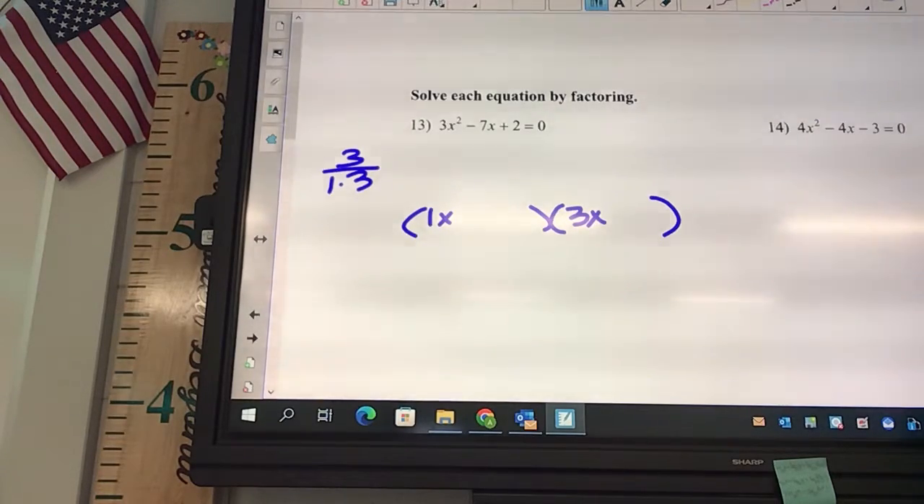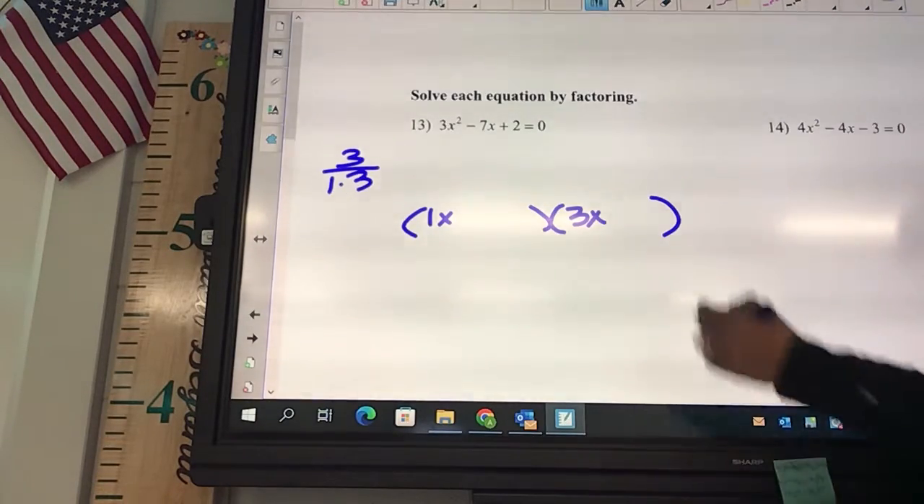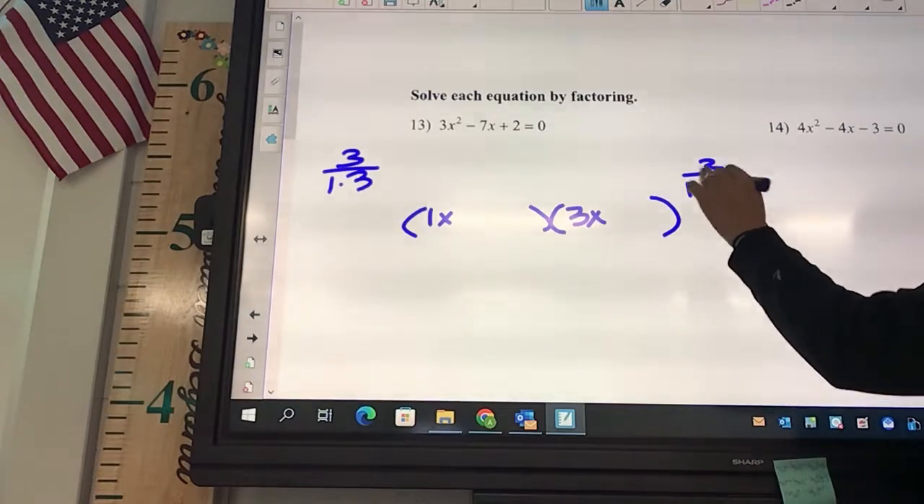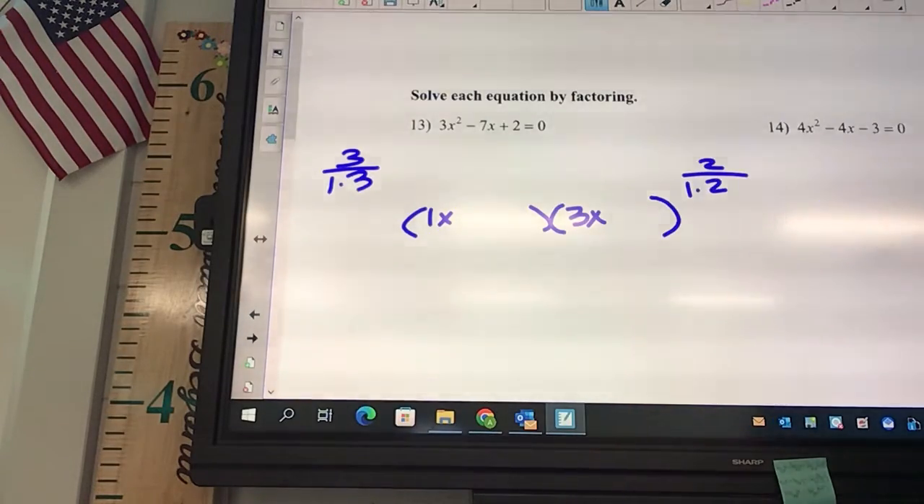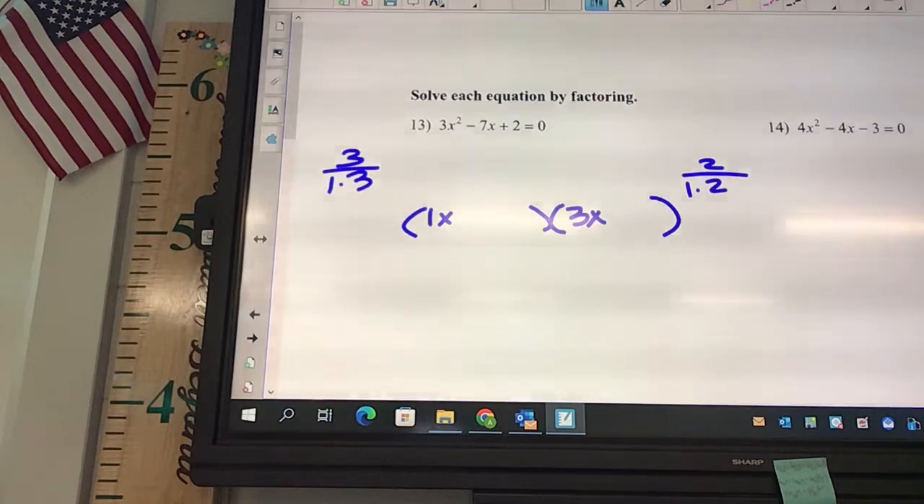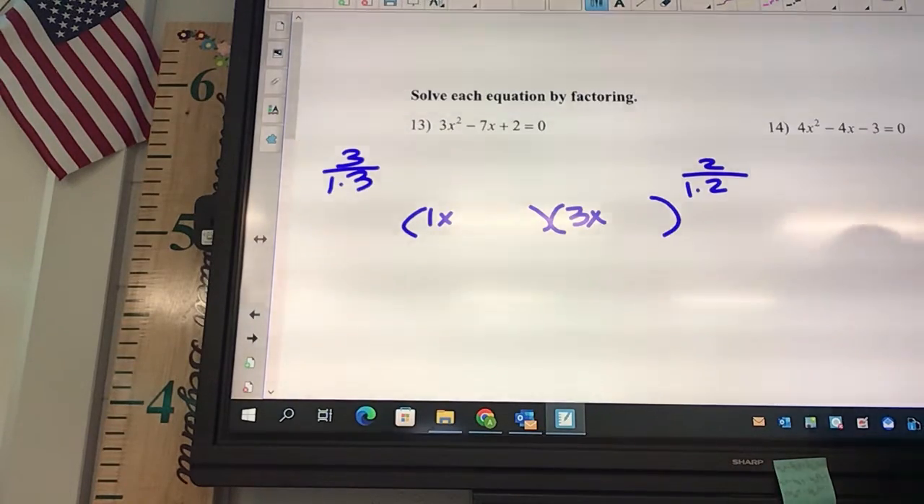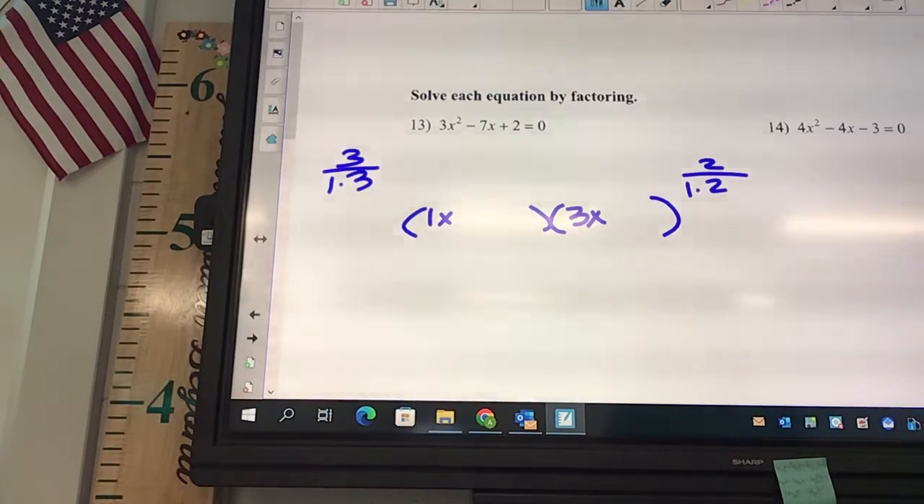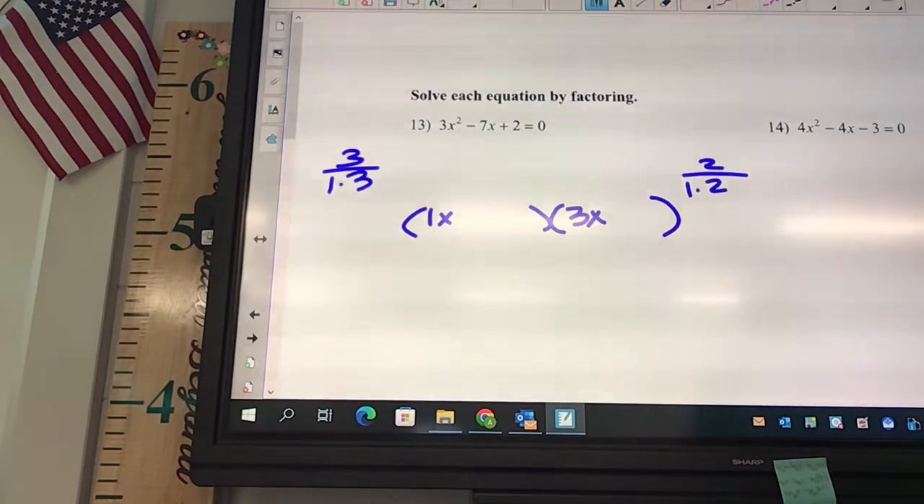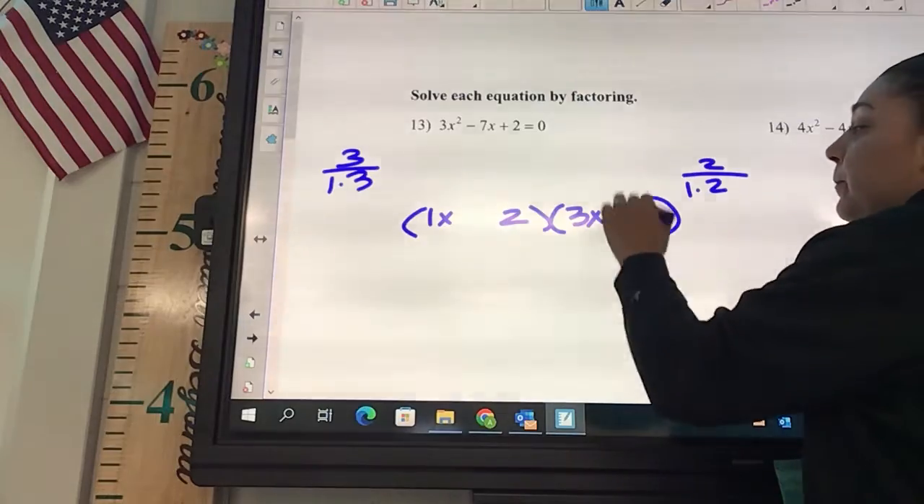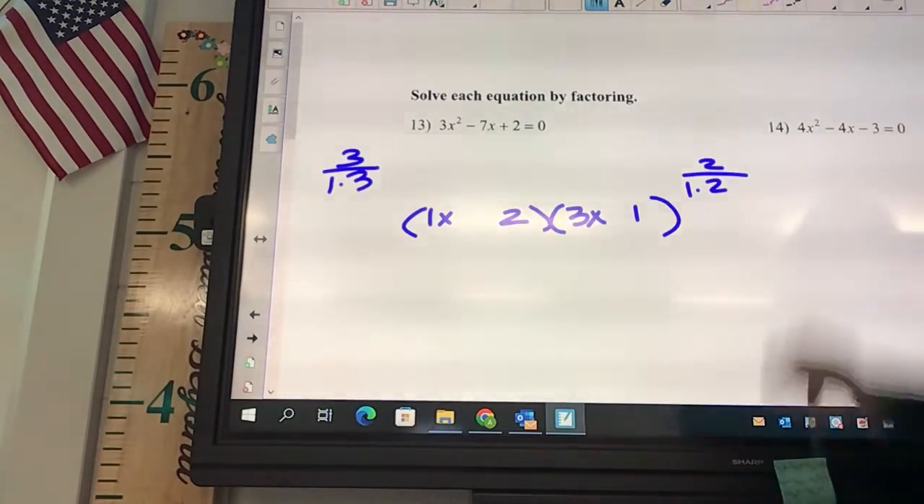Then I need to find factors of my last number, or my c, which is 2: 1 and 2. So we have two options. You can say 1 then 2, or 2 then 1. Do you want to try 1 then 2, or 2 then 1? 2 then 1? Okay, which ones do you check?